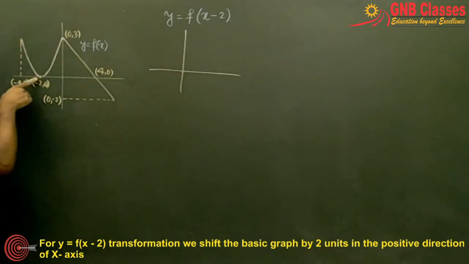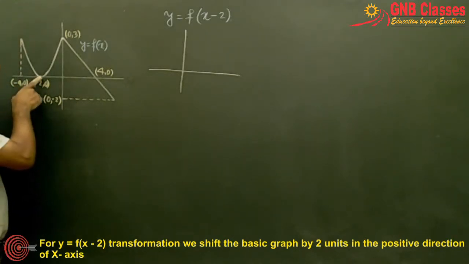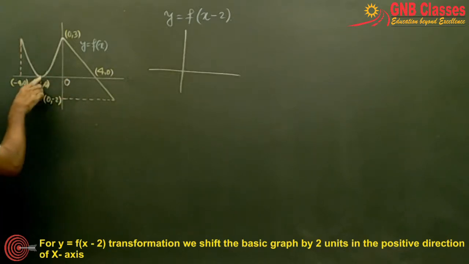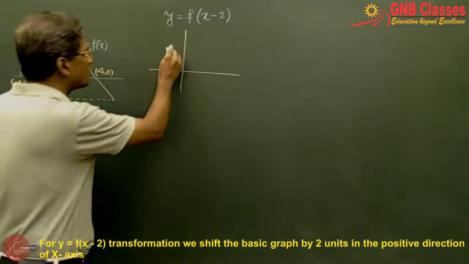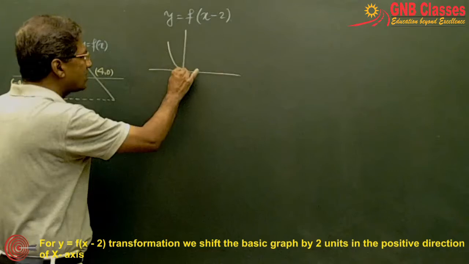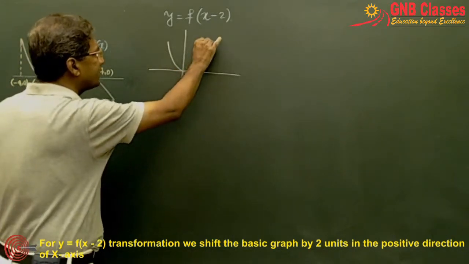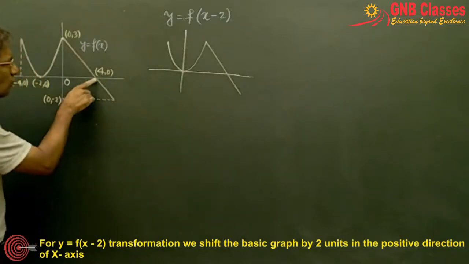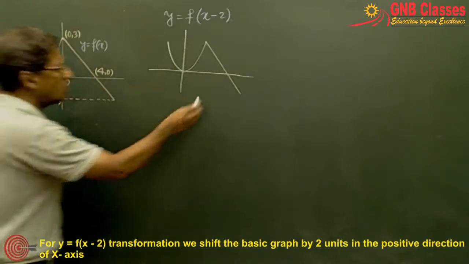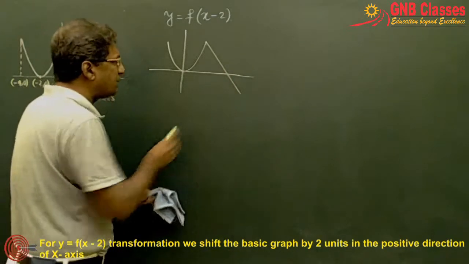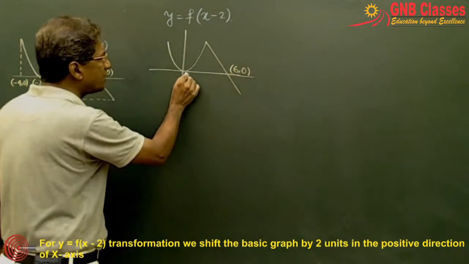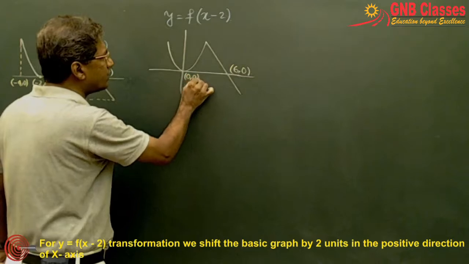This vertex, which is at (minus 2, 0), will come to the origin (0, 0). Yes or no? Because we have shifted 2 units in the positive direction. So this will come to the origin, right? Observe it. This is (4, 0). You have shifted it by 2 units, so this point will be nothing but (6, 0), right? This is (6, 0). This is our origin (0, 0).